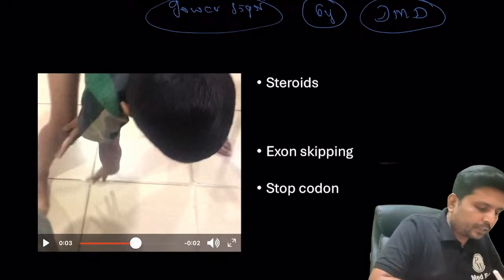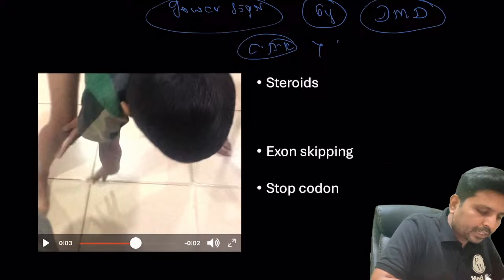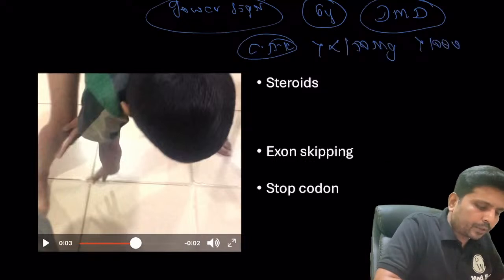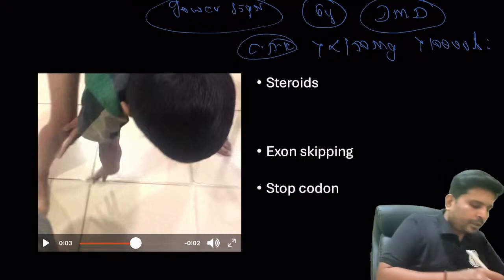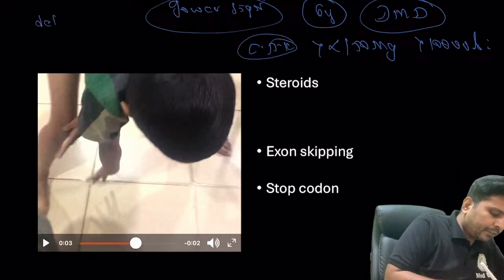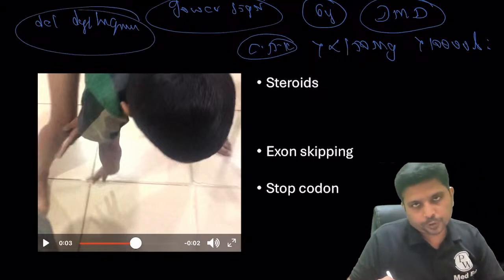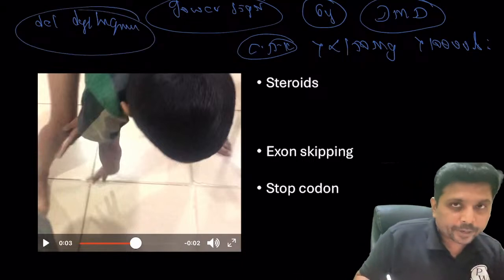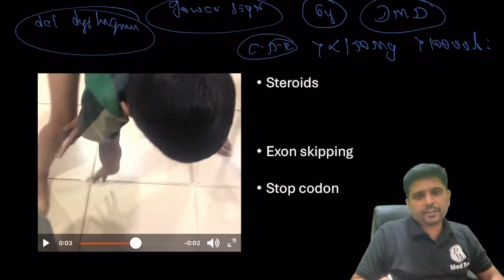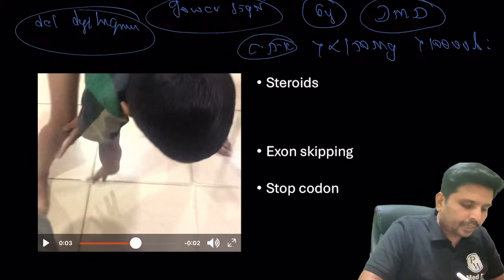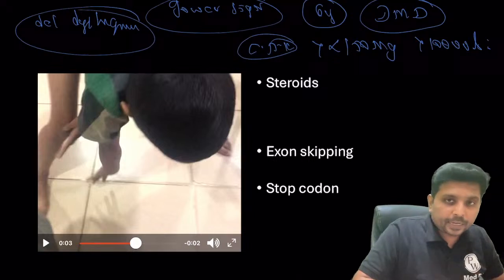Duchenne muscular dystrophy: CPK is usually less than 150 normally, but here it will be in thousands. It is due to deletion of the dystrophin gene. So any child with the Gower sign, a boy particularly, is Duchenne muscular dystrophy unless otherwise proved. What are all the treatments?